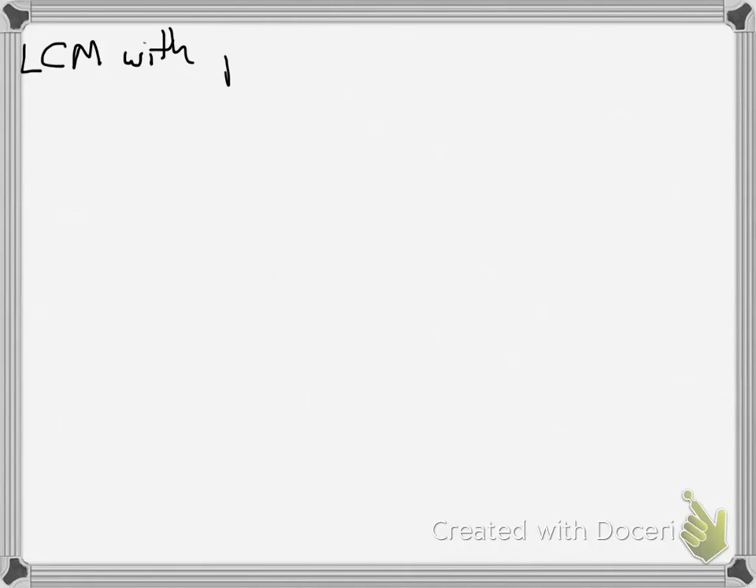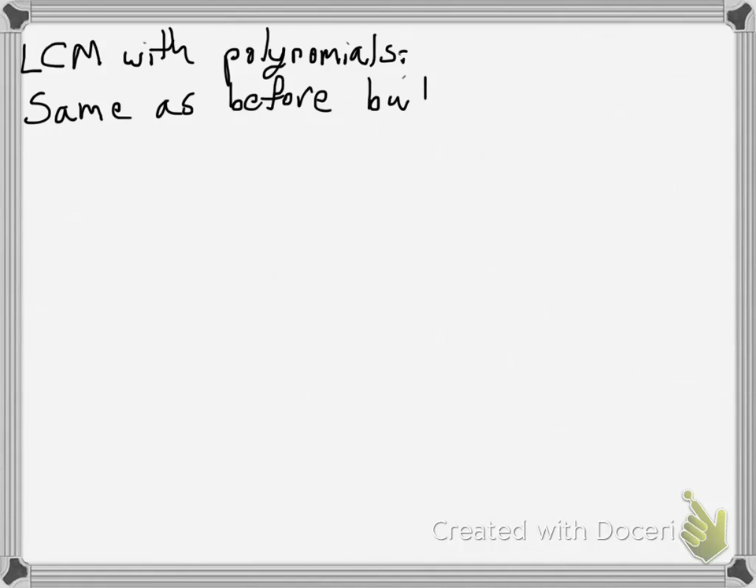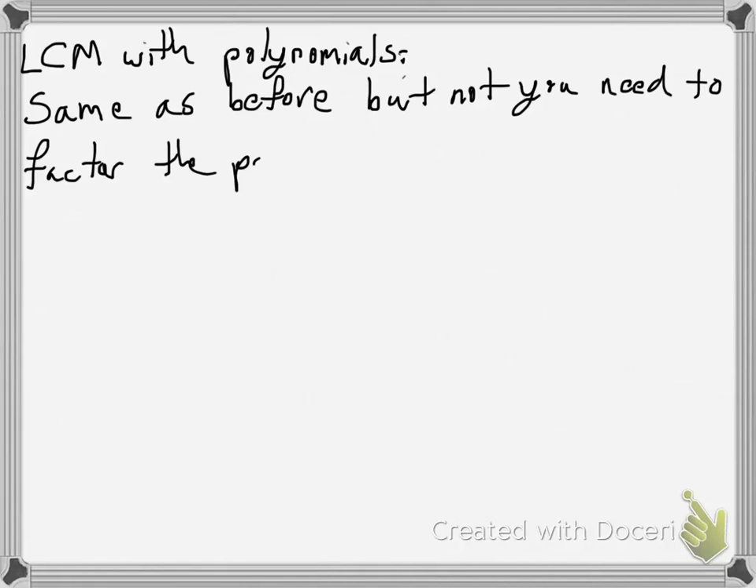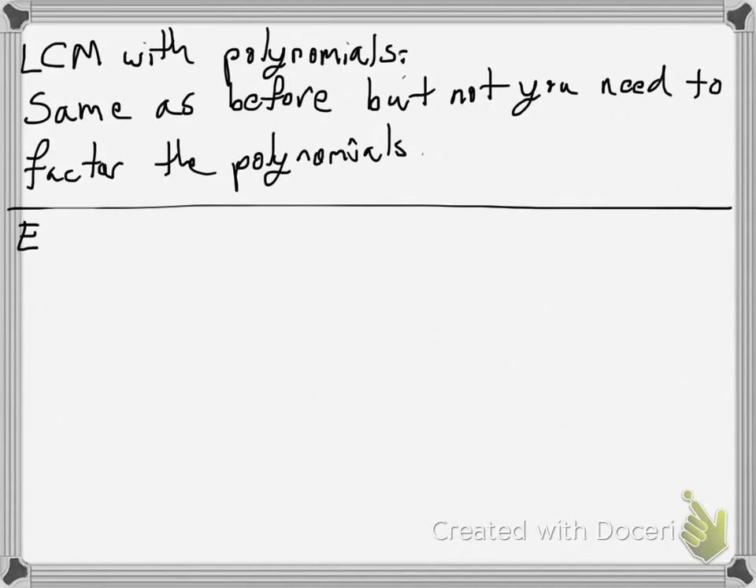Okay. And what about finding the LCM of polynomials? So it's the same as before, but now you need to factor the polynomial. If you haven't watched one of the polynomial videos on factoring polynomials, the greatest common factor, perfect square trinomials, the difference of squares, or the AC method, you might want to watch that. If you're comfortable with factoring, then you should be able to follow along just fine.